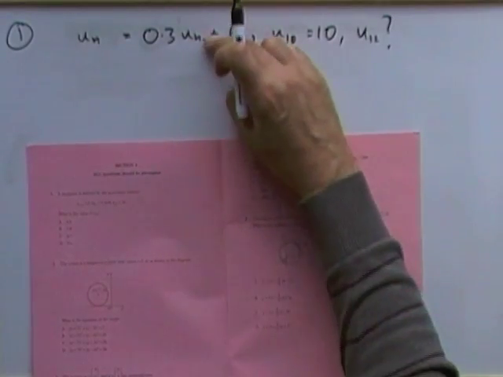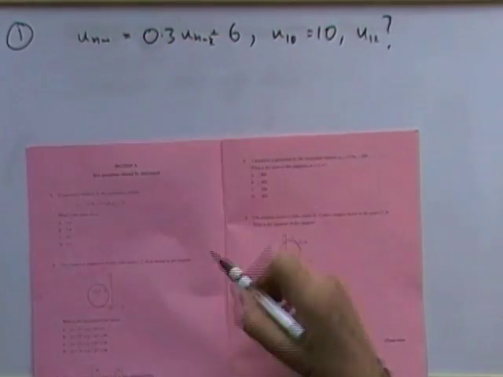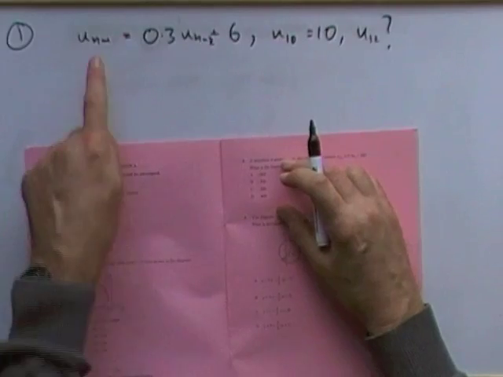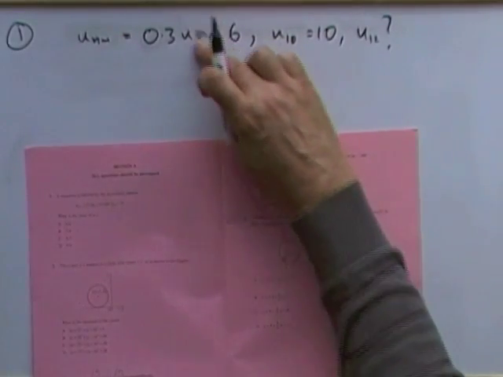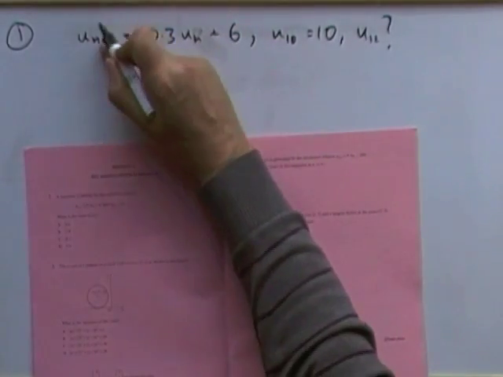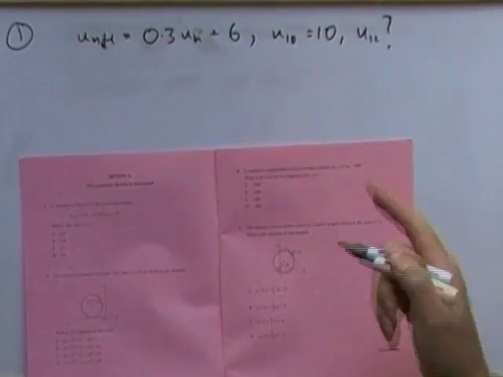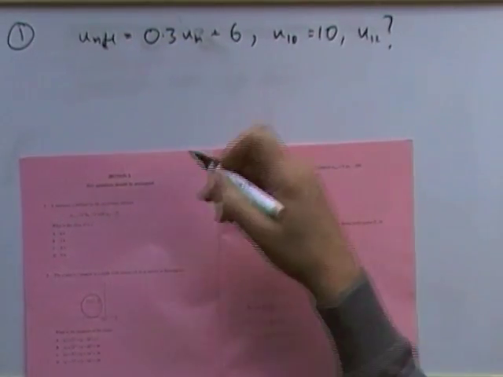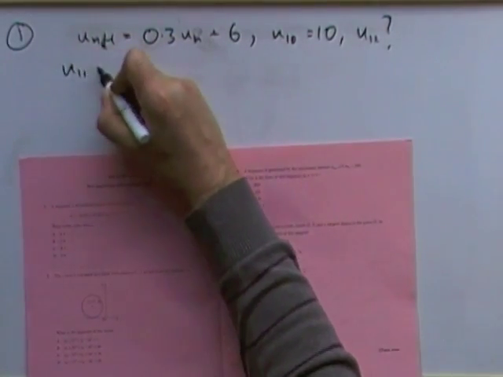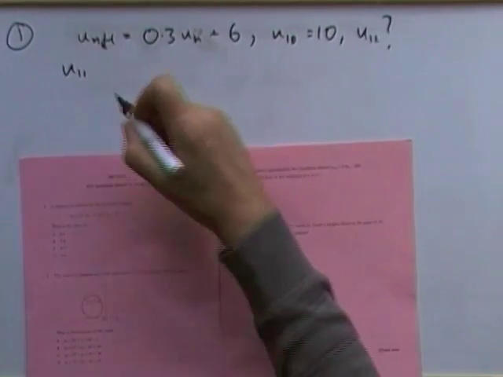It could even say Un minus 2 and Un minus 1 if they felt perverse enough. That would still mean the following one. As long as the formula quite clearly indicates that it's the following one you'll be working out, that's fine. So U10 is 10. So the first thing I can do then is work out U11, because the formula lets me work out only the following one.